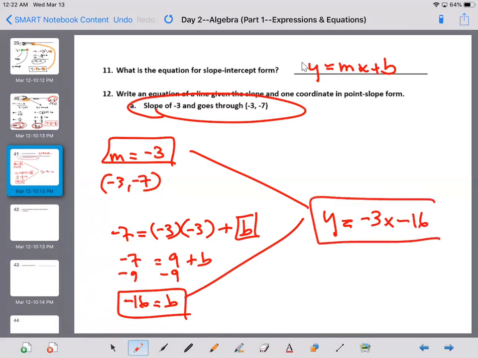This equation will model this, where it's a slope of -3 and it goes through the point -3, -7. And so that will conclude part 2 of this video series about algebra.